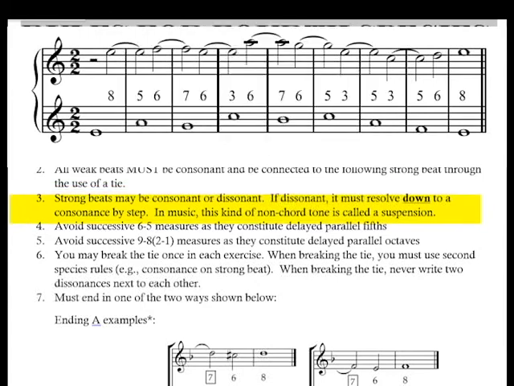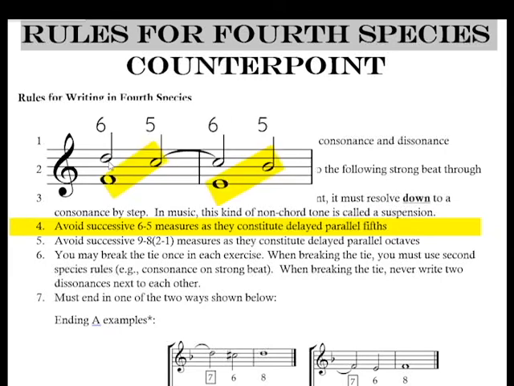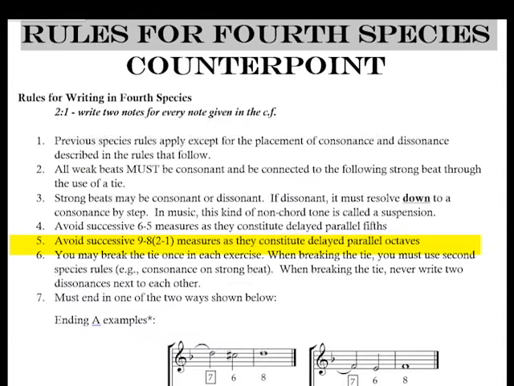Rule number 4 and 5 are similar to the rules for second species. You want to avoid successive, that means 2 in a row, of 6/5 patterns, because what that does is it creates delayed parallel fifths, or staggered parallel fifths. And rule number 5 simply means the same thing for 9/8 or 2/1 measures. That means intervals of a second or compound second leading to an octave or unison, create delayed parallel octaves, which are similarly problematic.